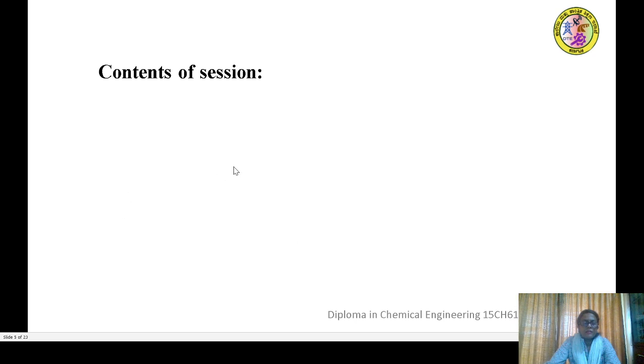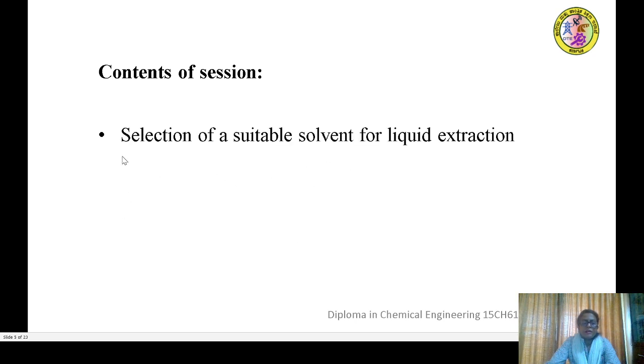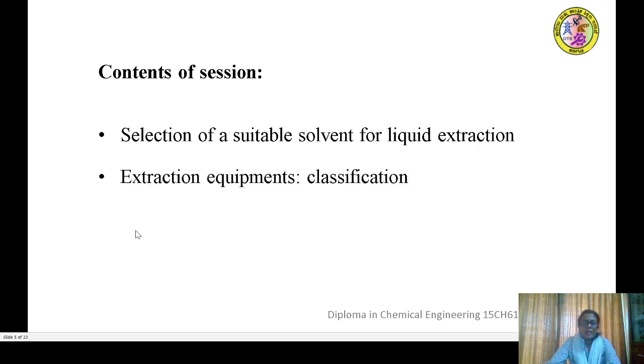So with that, these are the things that we are supposed to understand in today's session. First, we are going to discuss the selection of a suitable solvent for liquid extraction, that is how you can select the right type of solvent to carry out the particular liquid extraction operation. And after that, we are going to take up the starting part of the extraction equipments, in which we are going to see the classification of the various extraction equipments.